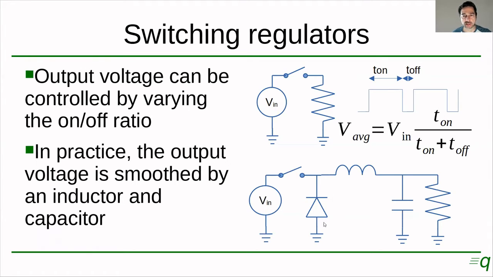In this circuit, we have also a diode here, but we're going to see what the diode is for in the next few slides. Bottom line is we can control the average voltage and we can use the inductor and the capacitor here to make the average voltage into a steady DC voltage.